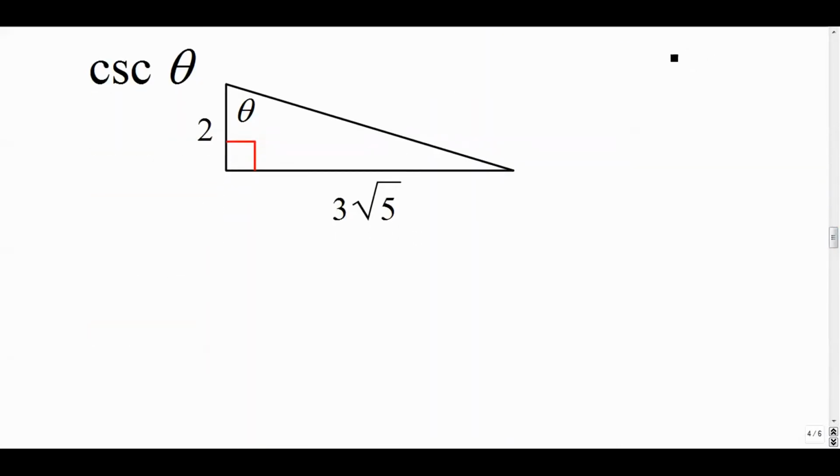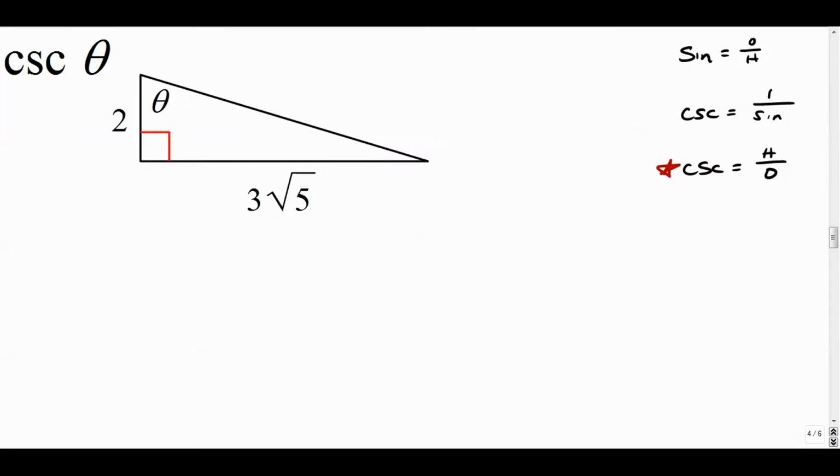Cosecant's next. Remember, we know that sine is opposite over hypotenuse, and we also know that cosecant is 1 over sine. So cosecant is not opposite over hypotenuse, but hypotenuse over opposite. And we'll use that idea here. So hypotenuse, I have no idea. The opposite is 3 radical 5. So cosecant of theta is h over 3 radical 5.